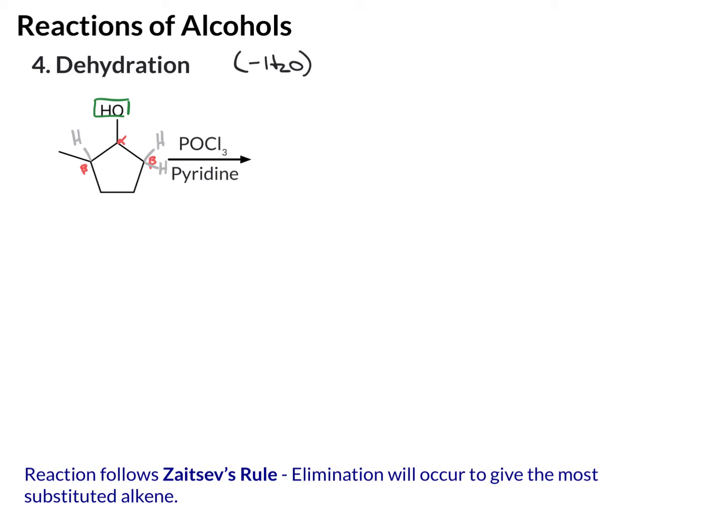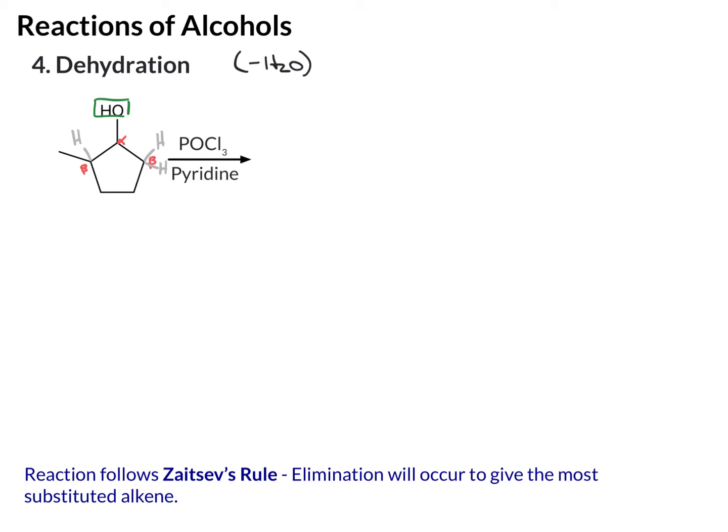This particular reaction follows Zaitsev's rule. So this is an elimination where you're eliminating H and OH across the bond. And with Zaitsev's rule, the elimination will occur that gives the most substituted alkene. And that's just a stability factor. More substituted alkenes are more stable and they're favored.